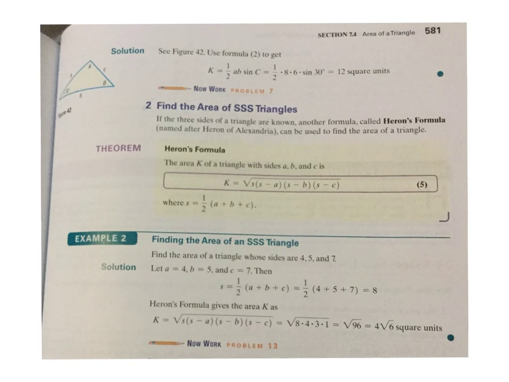The next video is about Heron's formula, which can be used to find the area of a triangle when the three sides are known. It's a very symmetrical formula, as you would expect it to be.